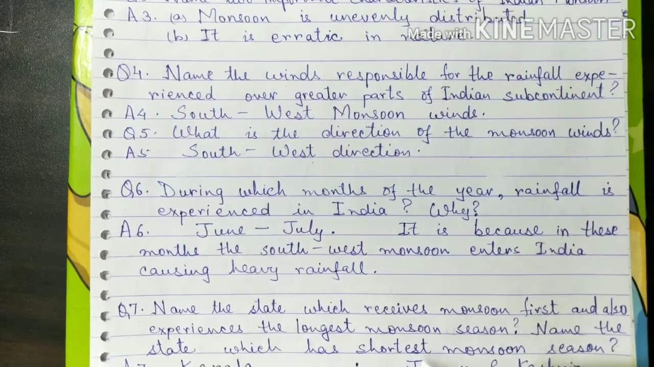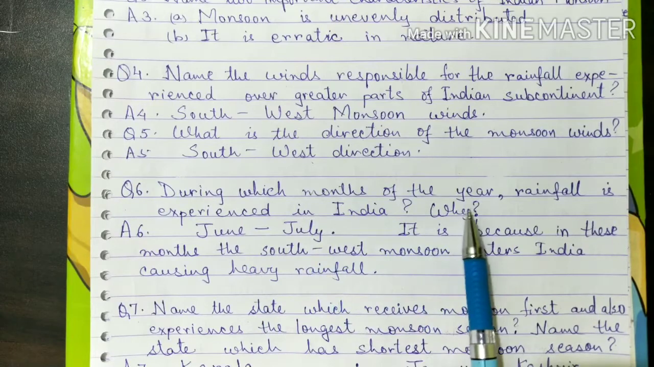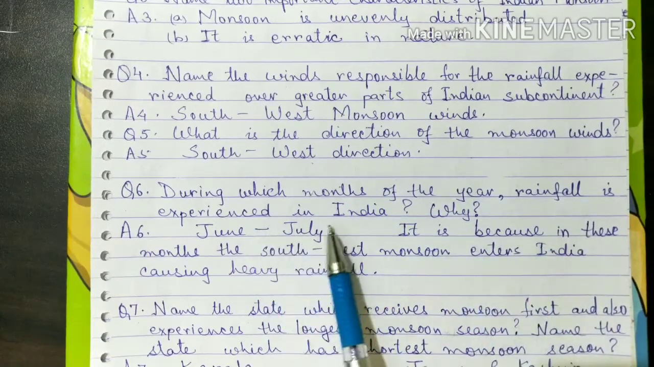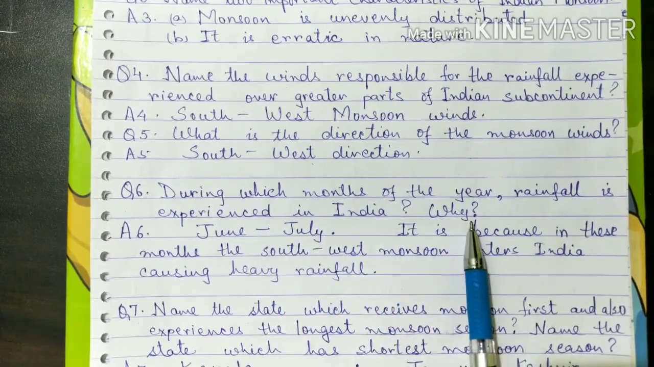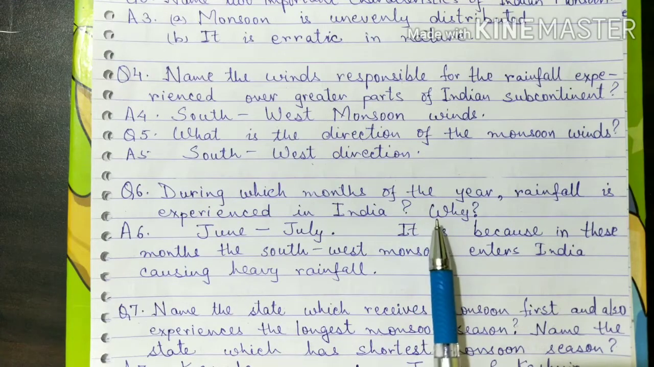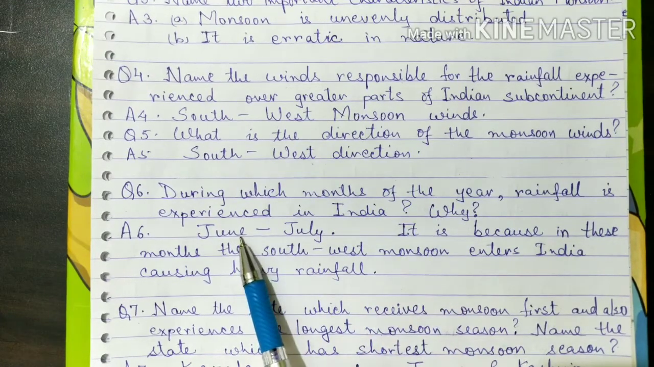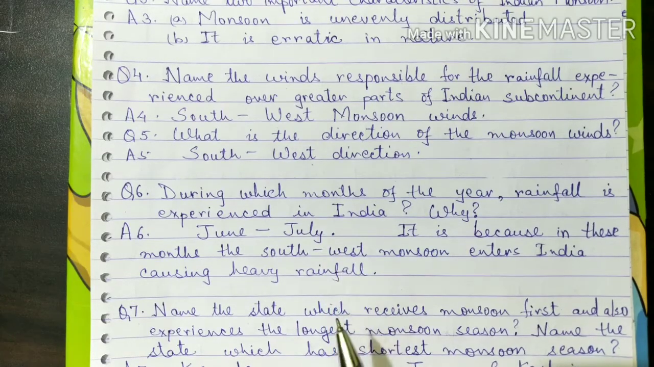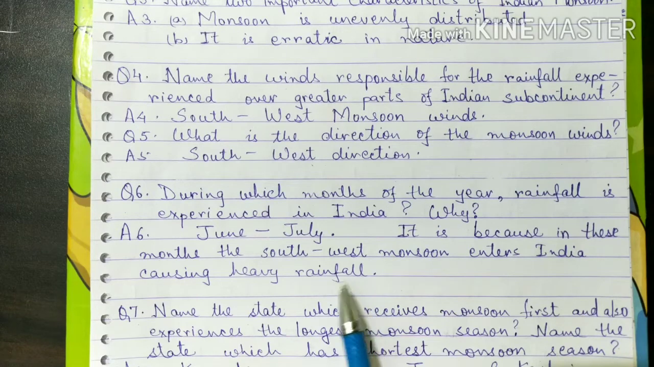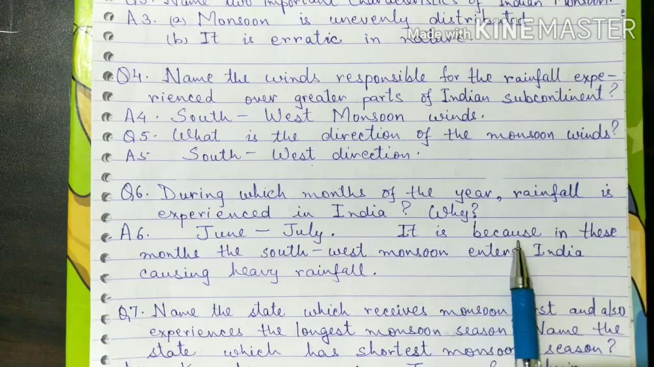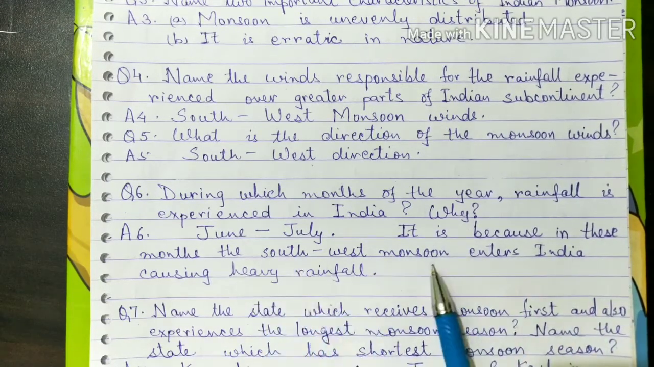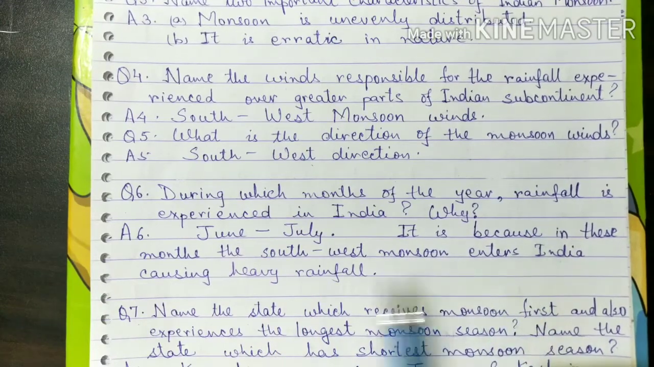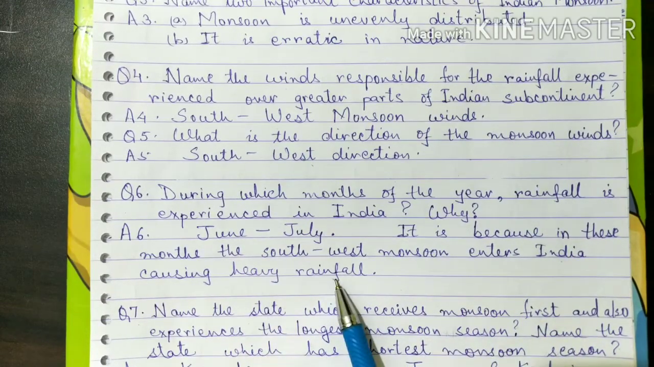Next is, during which months of the year is rainfall experienced in India and why? The months when rainfall is experienced are June, July. You can even write August also, and September. By the time September comes, the amount of rainfall decreases. Why? It is because in these months the southwest monsoon enters India causing heavy rainfall.